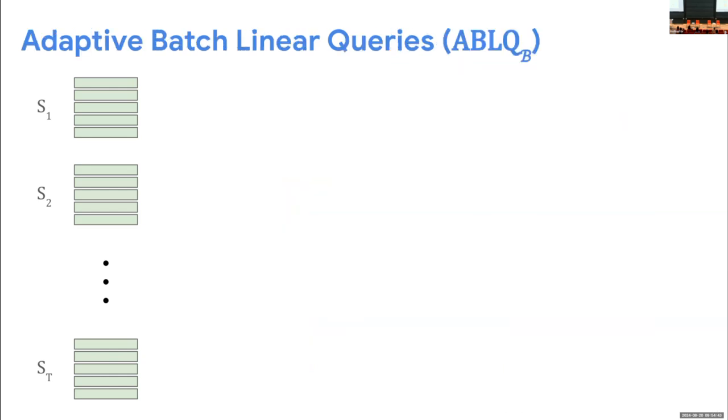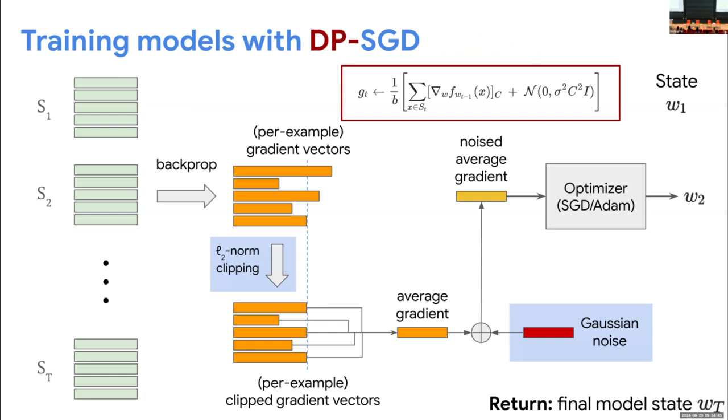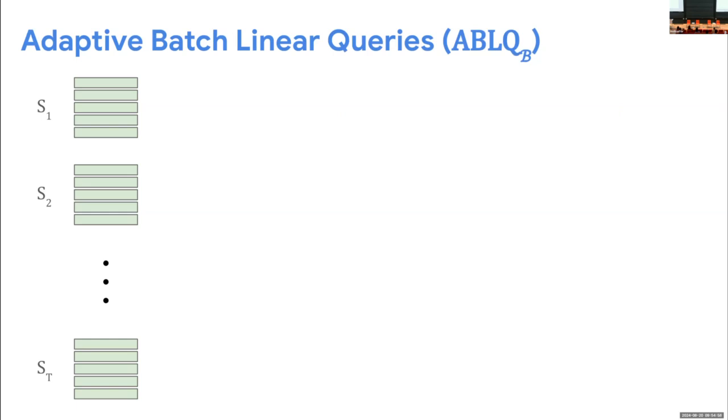So analyzing the privacy of DP-SGD is a bit complicated. There's this non-convex loss, there's clipping involved. So just to keep things simpler, the way DP-SGD is analyzed is by viewing it as a post-processing of this mechanism that I like to call adaptive batch linear queries. It's the simplified mechanism, and it'll be easy to see that DP-SGD is a post-processing of such a mechanism.